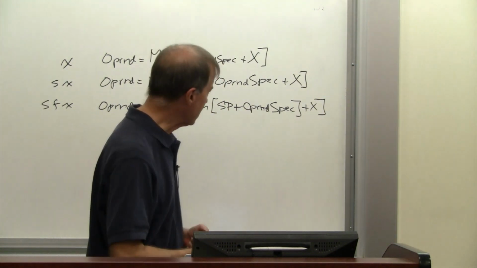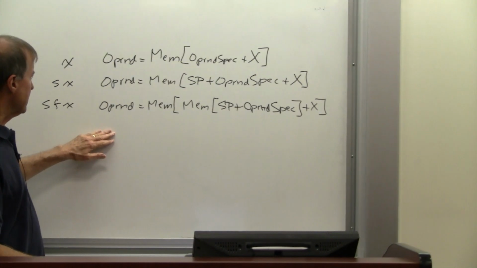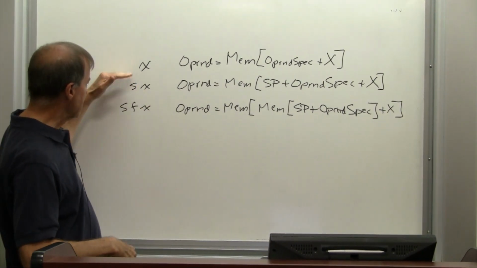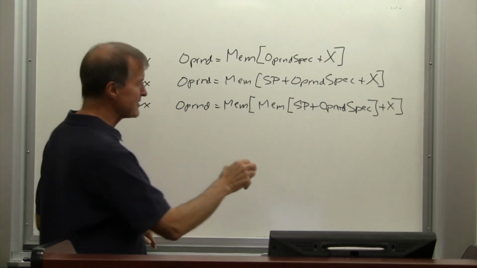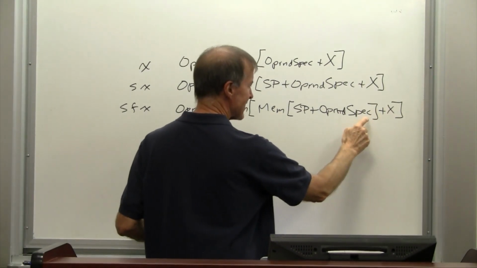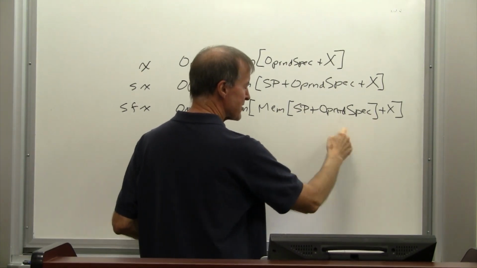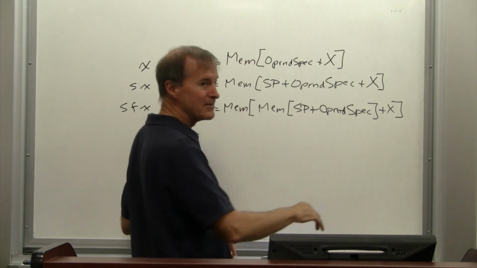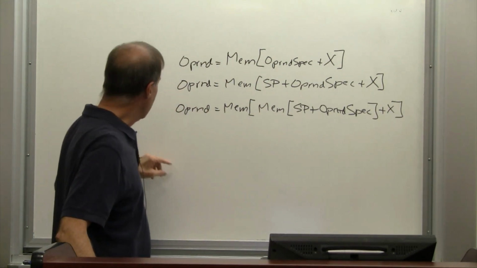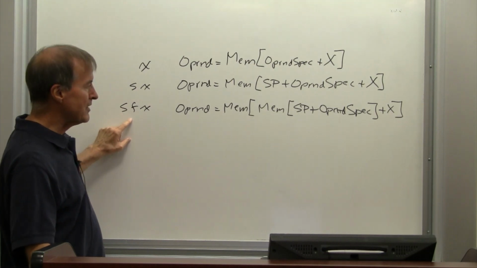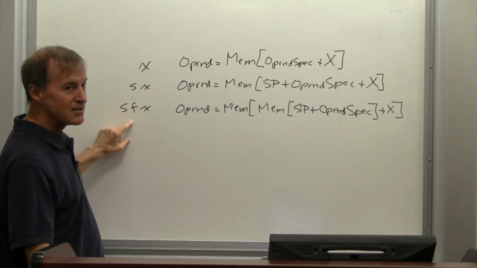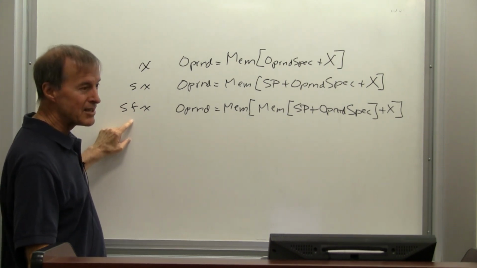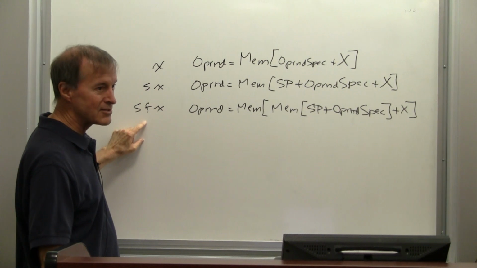Now, here are the 3 new addressing modes, comparing x with sx with sfx. It's kind of weird because this plus x is not inside here. It's because you have to do SP plus operand specifier to get down there, and then you add the x after you get down there. On the other hand, this sfx comes into play when we deal with linked lists. We're going to use this addressing mode in a different context. All right.